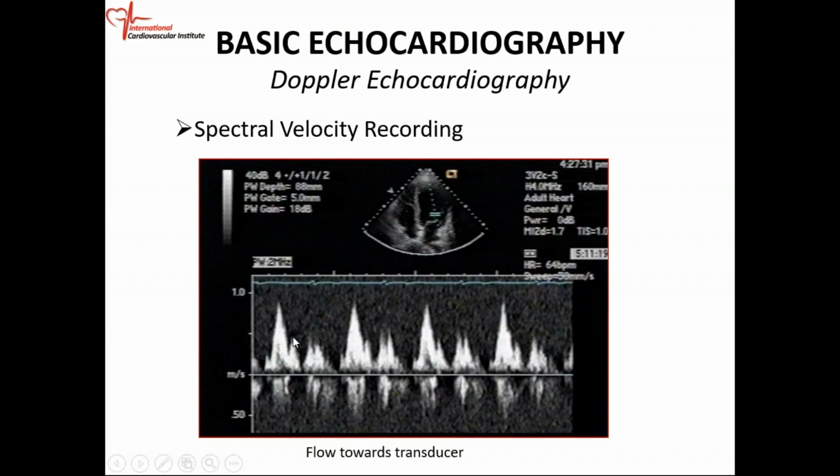Again, these envelopes are above the baseline because the flow of blood is towards the transducer from the left atrium, across the mitral valve, into the LV. It's a diastolic flow, which is from the end of the T wave to the QRS. Okay, E velocity, A velocity.